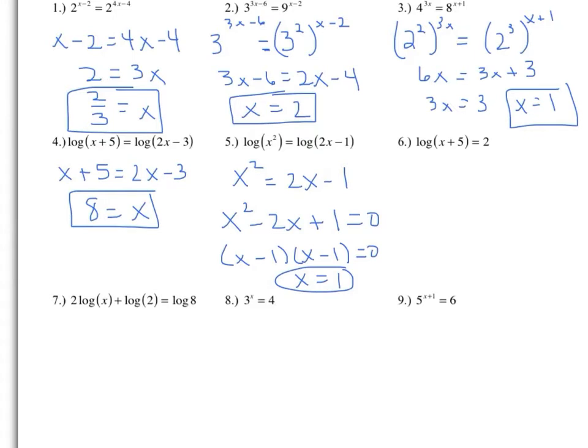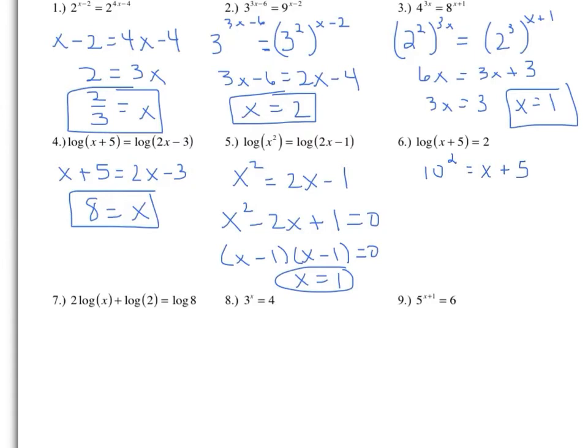Alright, so we get a little bit tricky in number 6. We can't just say x plus 5 equals 2, because on the right-hand side, the 2 doesn't have a log with it. So what we're going to do is, when in doubt, rewrite it as an exponential. So if you can't solve it the way it is, try rewriting it and see what happens. So the base in number 6 is 10. So this would be 10 to the second equals x plus 5. That's how we rewrite it as an exponential.